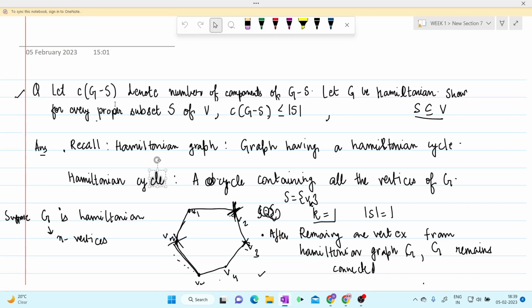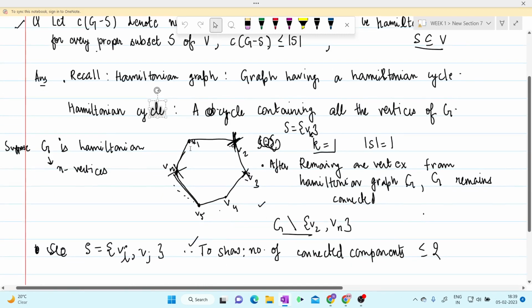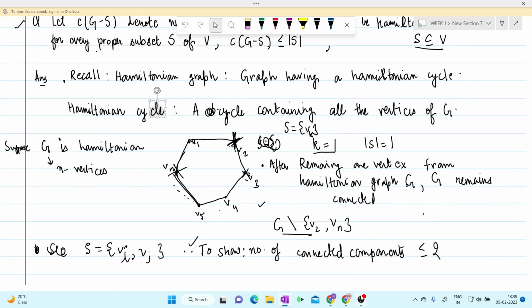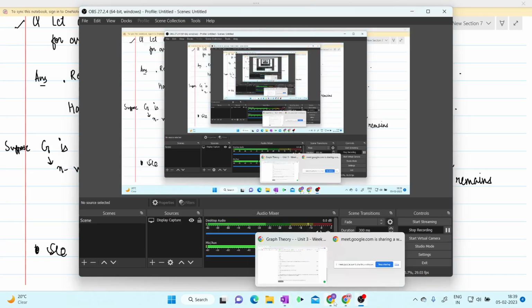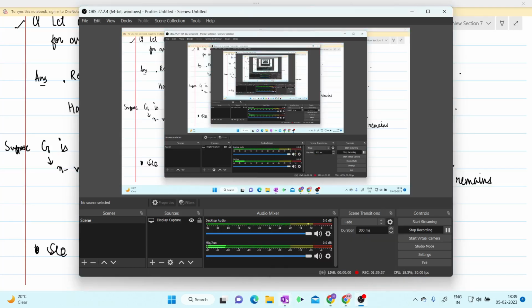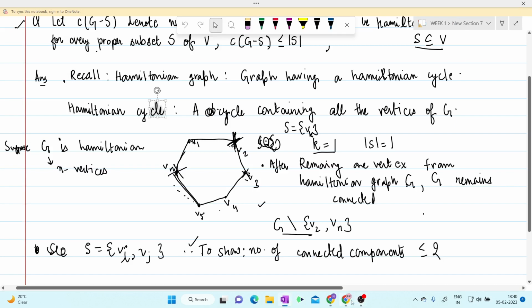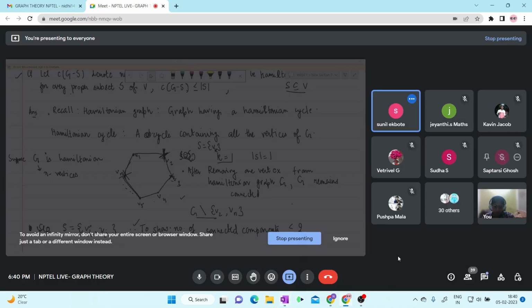But the condition that you did in the lectures was a sufficient condition. That is Dirac's theorem, no? Yes, Dirac's theorem was a sufficient condition. Any other question?